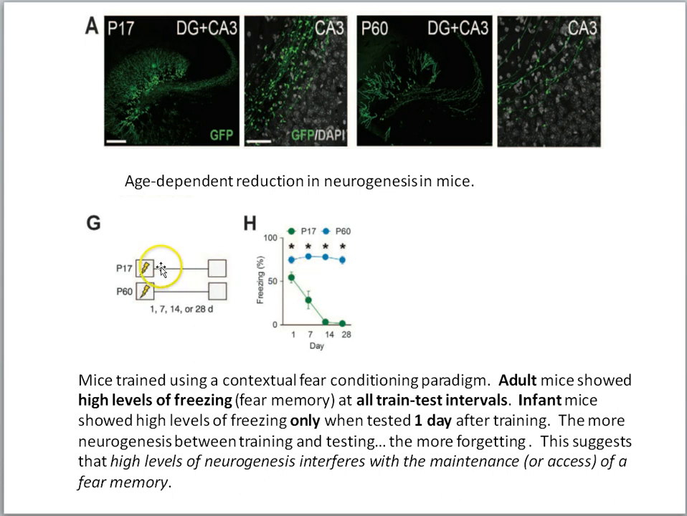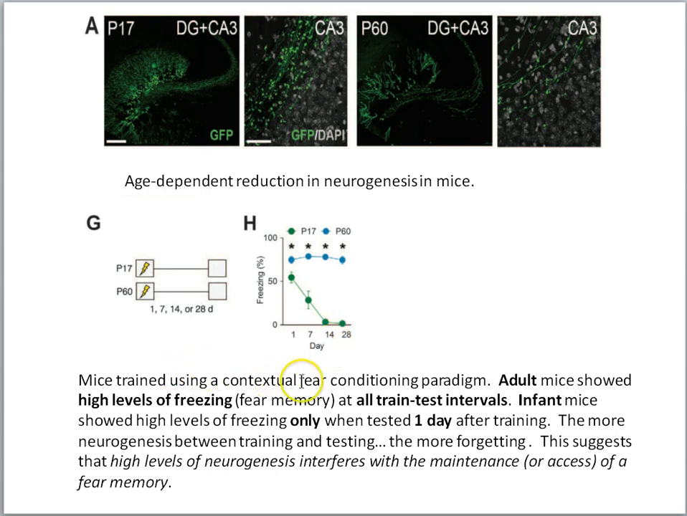So the high rates of neurogenesis for the young mice, there's a lot of neurogenesis going on in this time period, and that may be interfering with the memory trace in the hippocampus for that learned association. And so as time passes, with more and more new neurons being inserted into hippocampal systems, the fear memory seems to be decreasing.